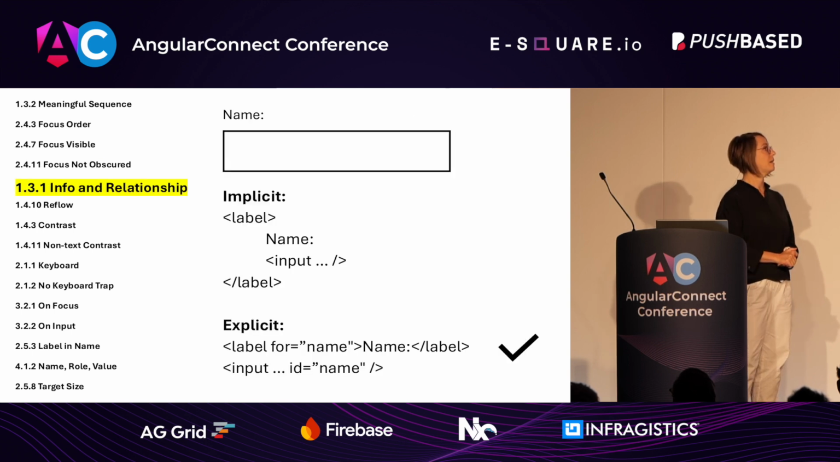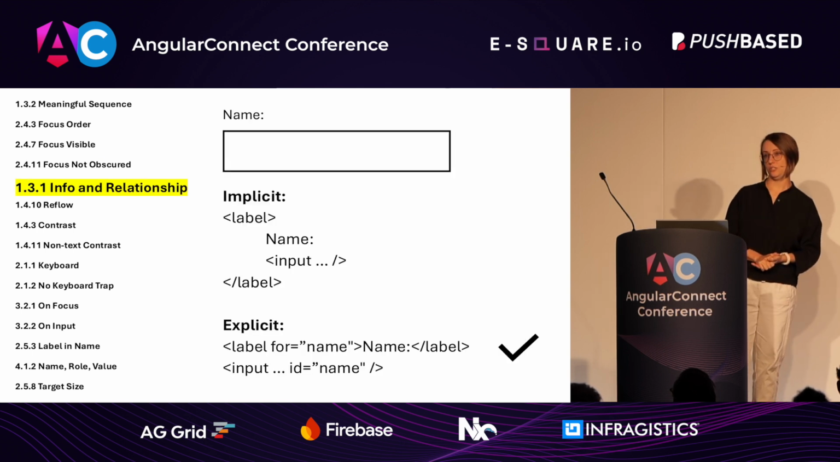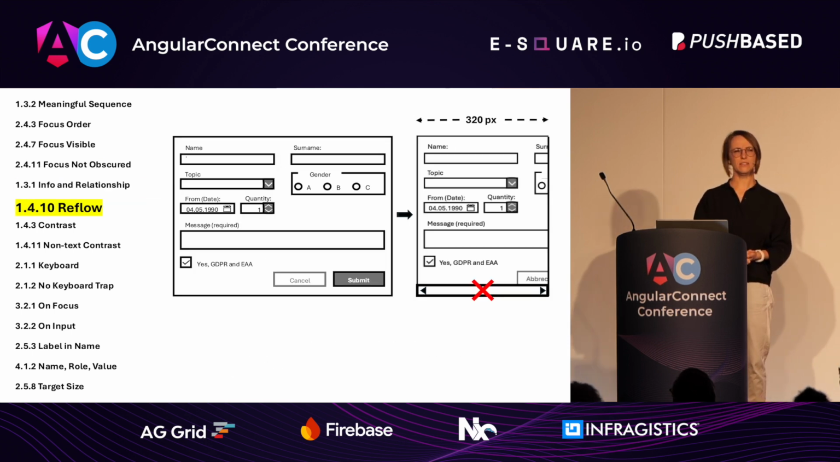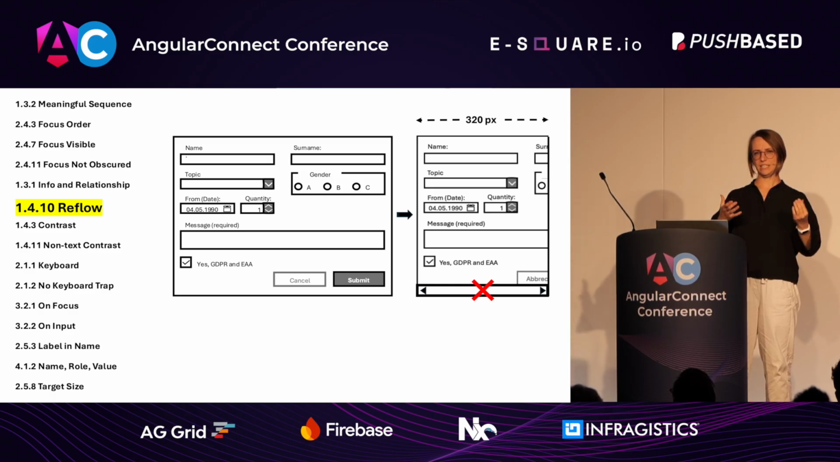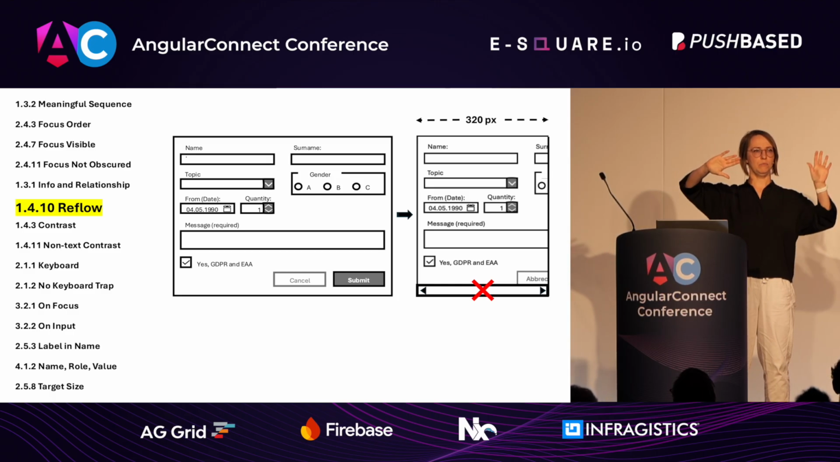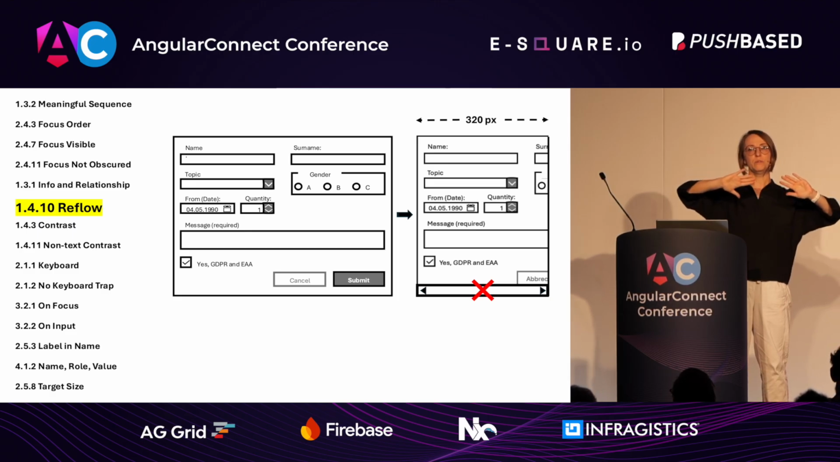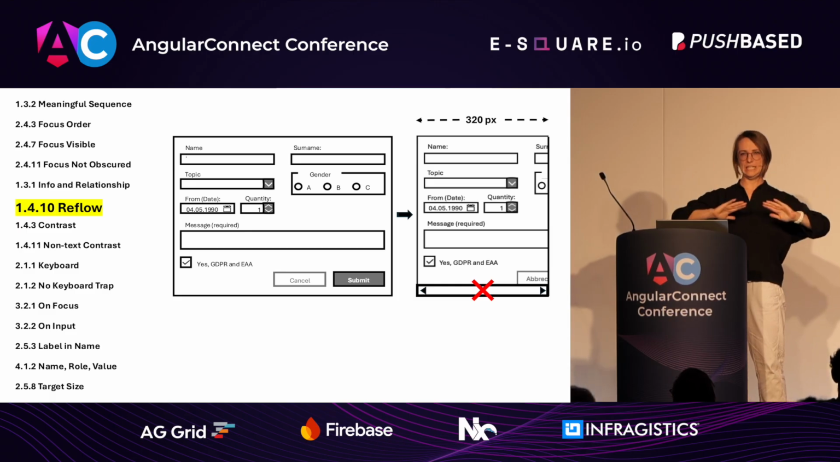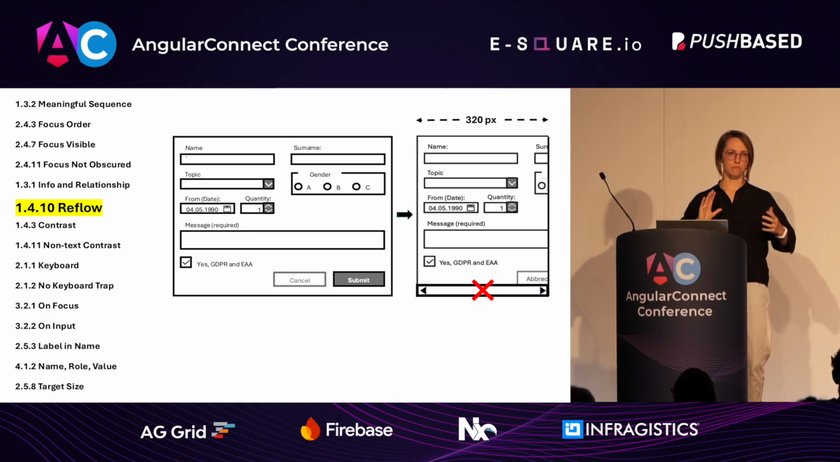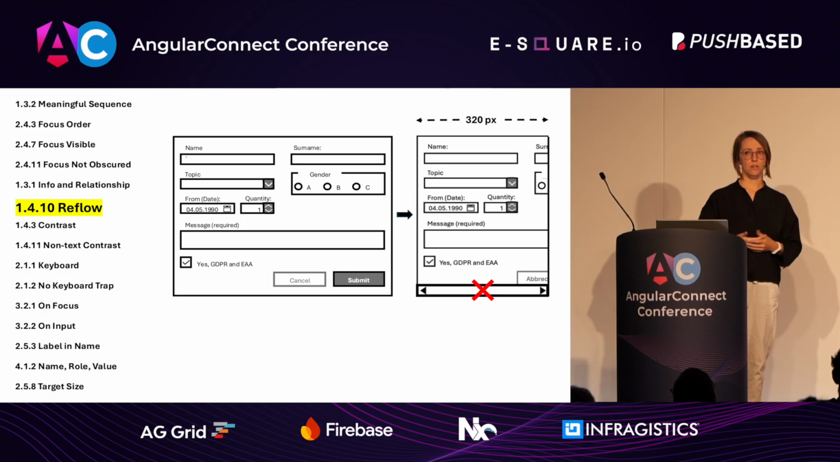The next requirement is info and relationships, and this sounds a bit confusing, but in fact, if you are a sighted person, you would see the label and the input field, and by the proximity of those two, you will recognize that they belong together. If you're a blind person, you won't see it. So we need to combine them programmatically, and many of you already know how to do that.